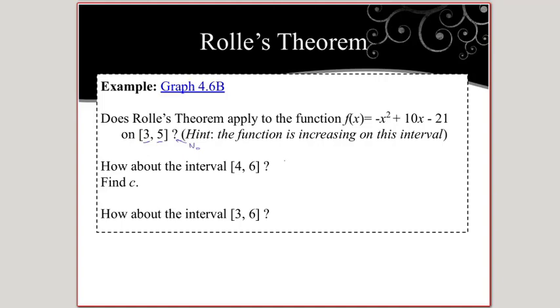So how about the interval 4 to 6? Well, let's find f of 4. That is negative 4 squared plus 10 times 4 minus 21. Running through the calculations, I believe I'm going to get 3 there. And then let's do the same at the other endpoint. Now we are plugging 6 in. Negative 6 squared plus 10 times 6 minus the same 21. That is negative 36 plus 60, minus 21. I'm getting 3 again. So in this case, it looks like Rolle's theorem is going to apply.